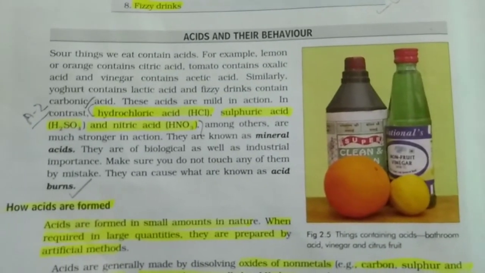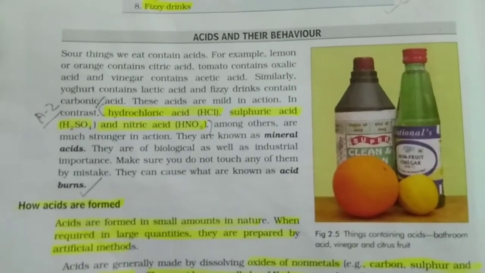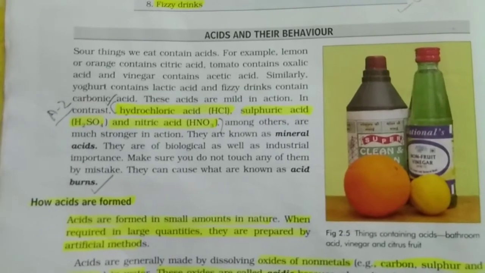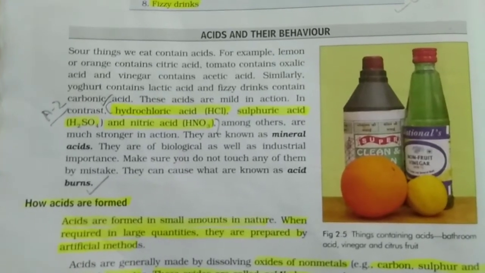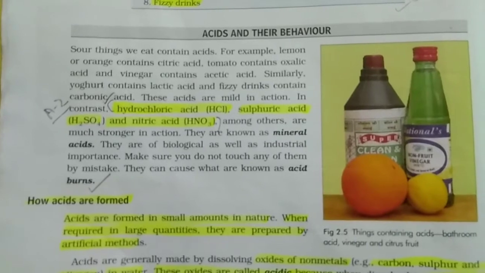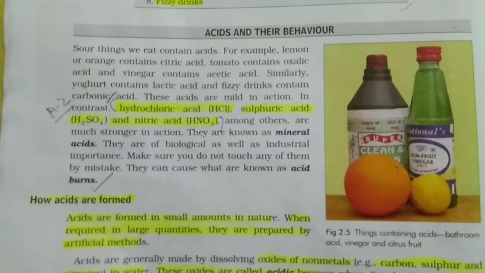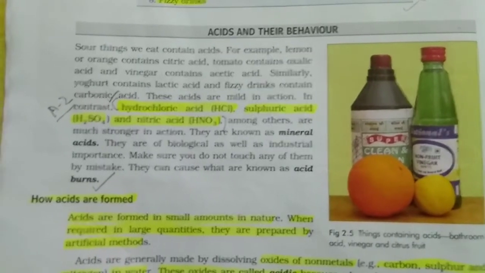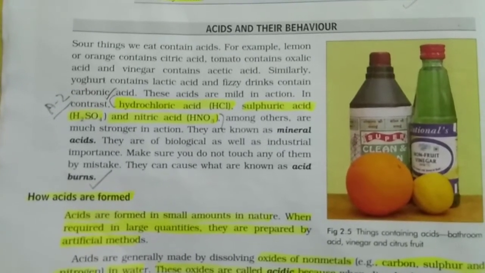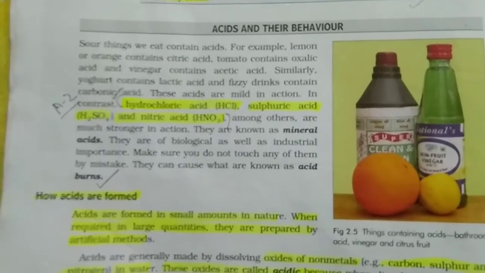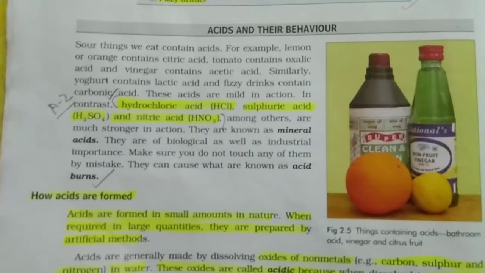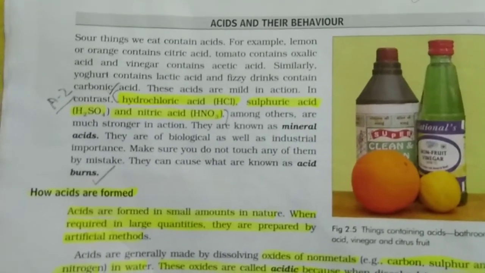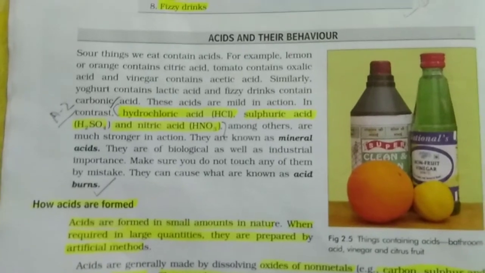The examples are hydrochloric acid, whose formula is HCl; sulfuric acid, whose formula is H2SO4; and nitric acid, whose formula is HNO3. Others are stronger in action. These acids are known as mineral acids. They are of biological as well as industrial importance. Make sure you do not touch any of them by mistake because they cause acid burns. So they are very harmful.